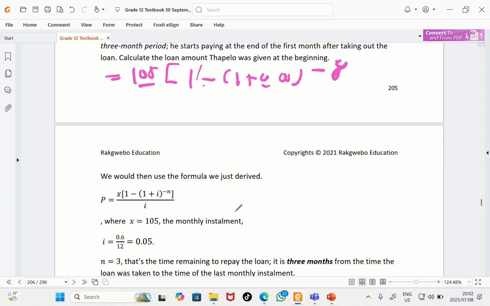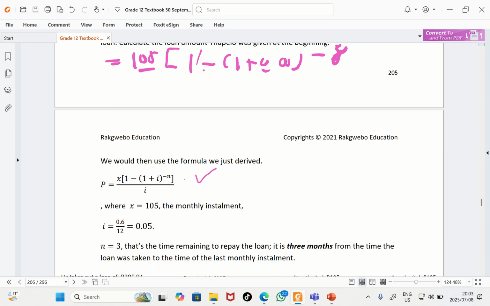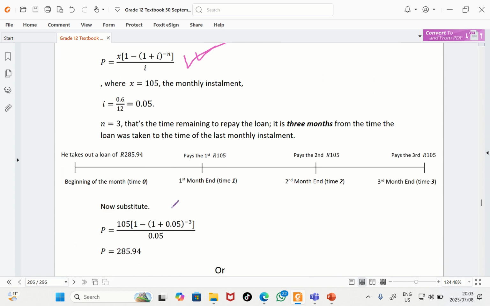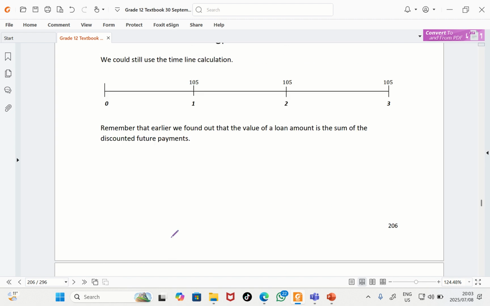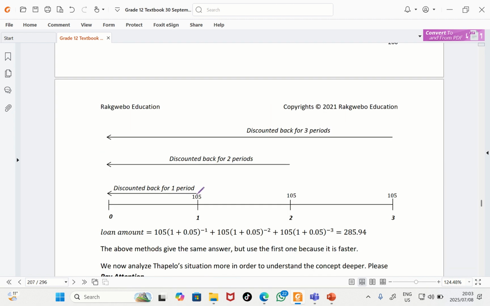Here I was just showing you the calculation. I redid everything and put all three accounts together. This guy pays 105 at the end of every month for 3 months. So this is the calculation: I put the 105 there, 0.05, put 3 there, and get the same answer. If you like, you can just discount each payment. The first 105, you discount back to the present day. The second 105, you discount 2 periods back to the present day. And then the last one is discounted 3 periods back. We get the same answer.